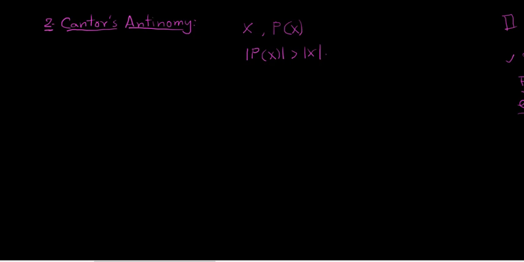Now let U denote the set of all sets. And let us now consider its power set P of U. So from this fact we can conclude that the cardinality of P of U has to be greater than the cardinality of U.